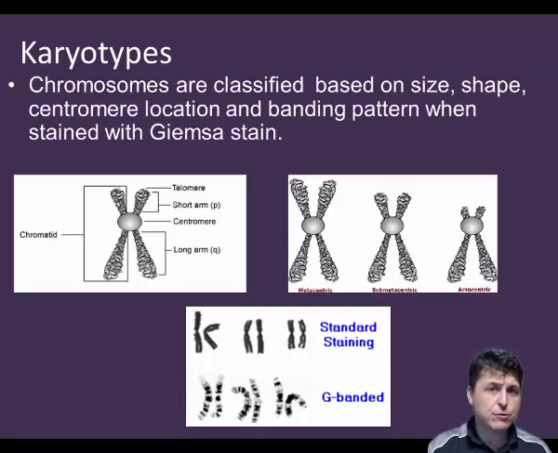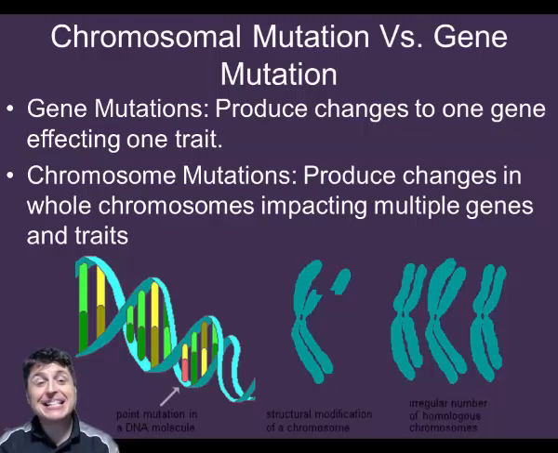We can compare those chromosomes based on their size, their shape, their centromere location, and the banding pattern when we stain with specific stains like chiasma stain. Examination of a karyotype allows us to identify the presence of possible chromosome mutations. Chromosome mutations are changes in whole chromosomes which are going to impact multiple genes and traits.